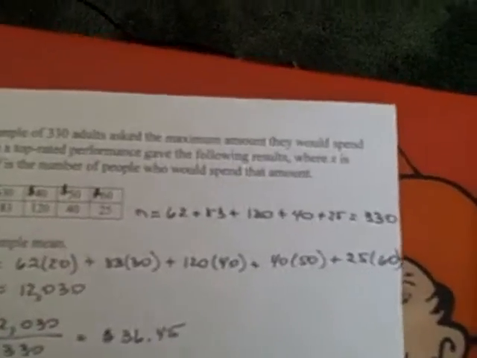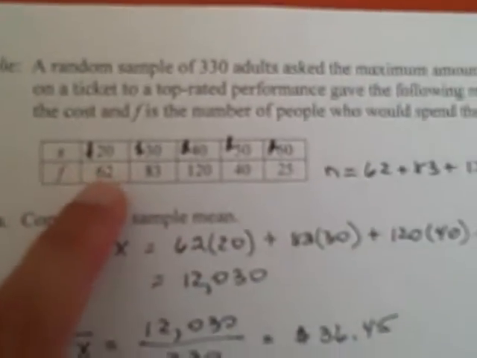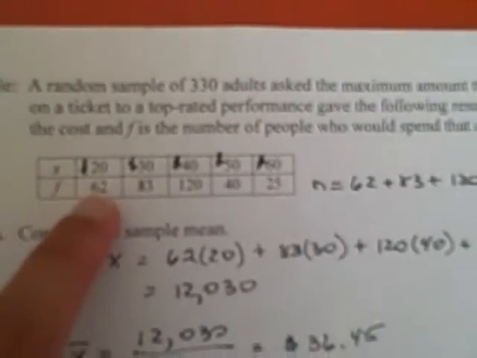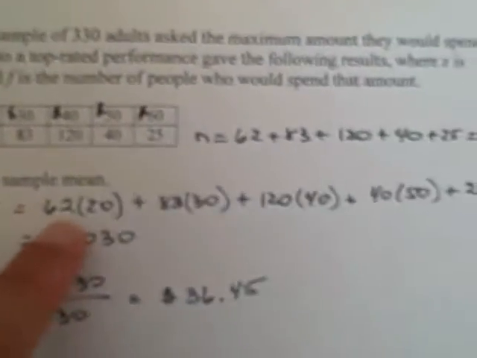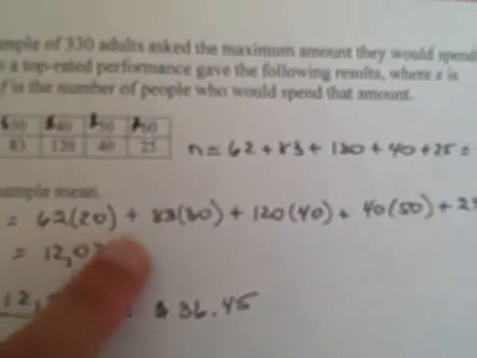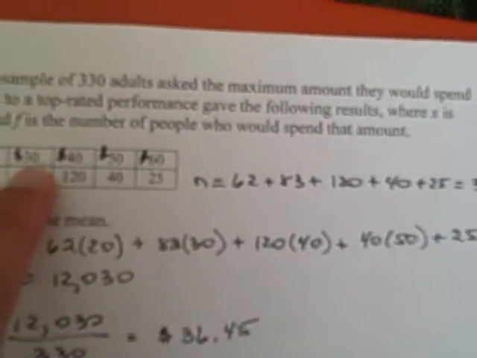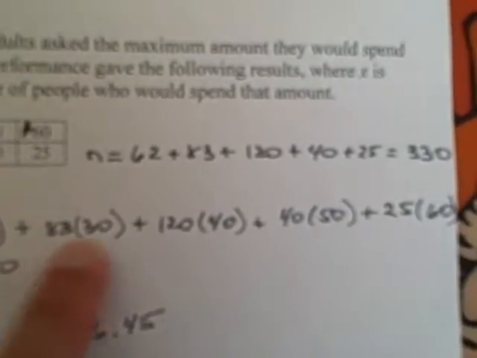Now, the sample mean, we need to add up the x's. So let's think about this. How many 20s are there? Well, there's 62 of them. We could write 20 plus 20 plus 20 and so on until we have 62 of them listed. But it's much quicker just to say there were 62 20s, so 62 times 20. Plus, and how many 30s are there? Well, there's 83 of them, so I did 83 times 30.